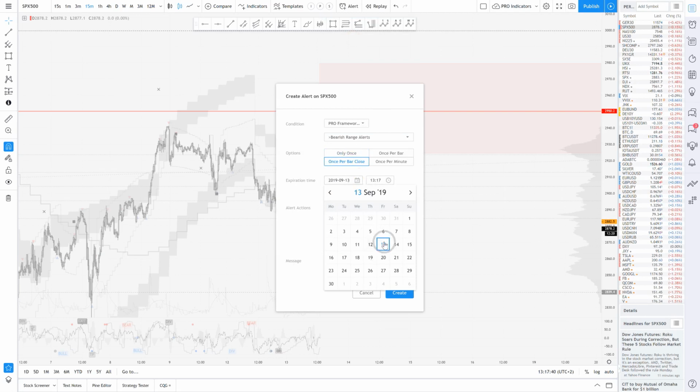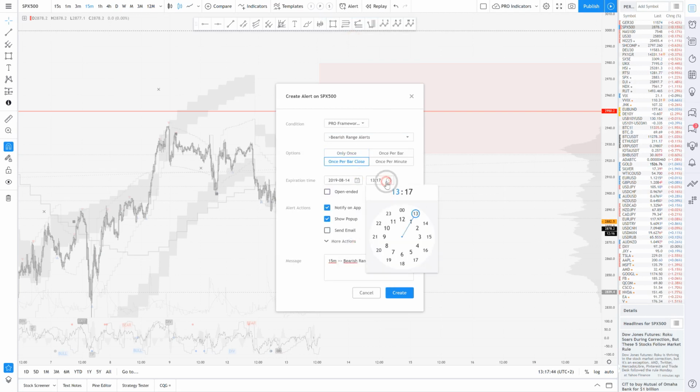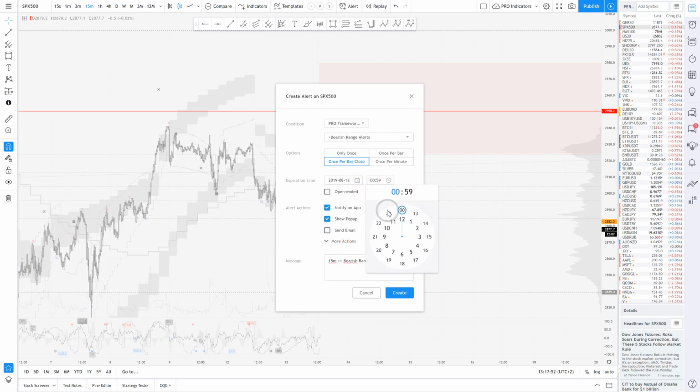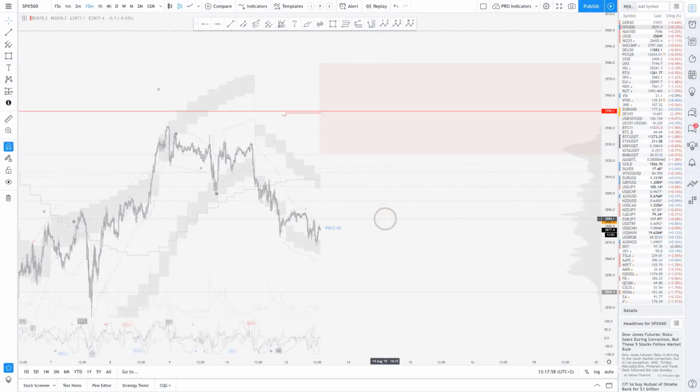Same thing goes here. I want this to expire tomorrow or today. Oh, goddamn it. So make it today, 23:57. All right, so that's it for my intraday session. I've basically done my job. There's nothing else I can do.